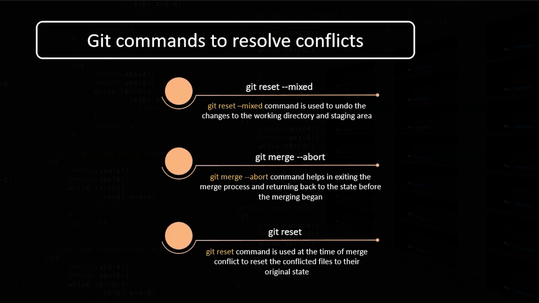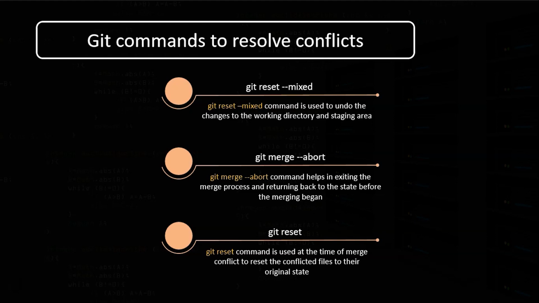And the last one is git reset. The git reset command is used at the time of merge conflicts to reset the conflicted file, so that we can go back to the state before the merge activity was started. So git reset will help me reset all the files in the conflicted area, and the latest files will be checked out and will replace them.